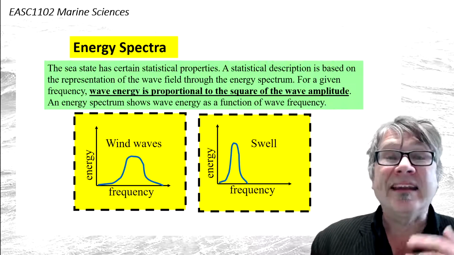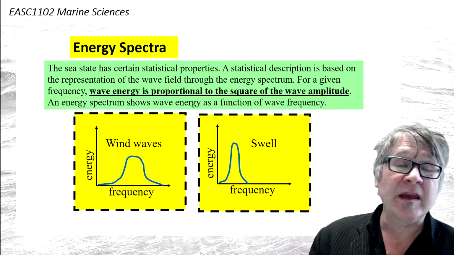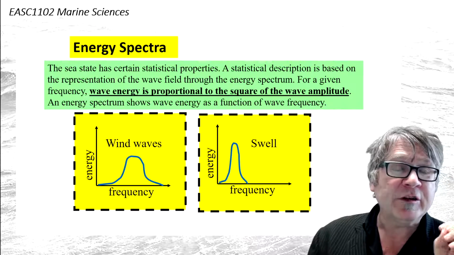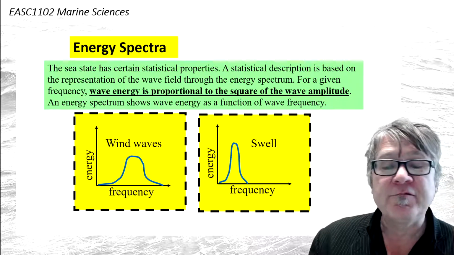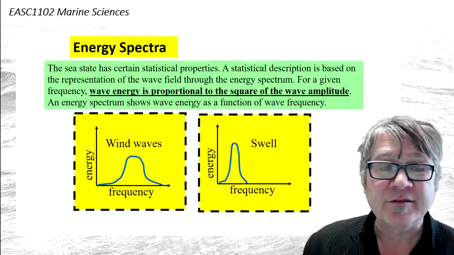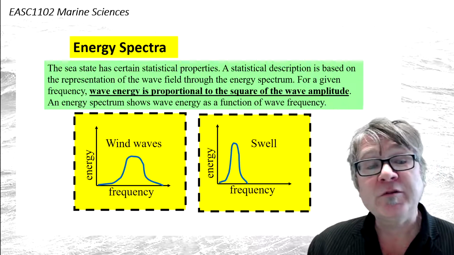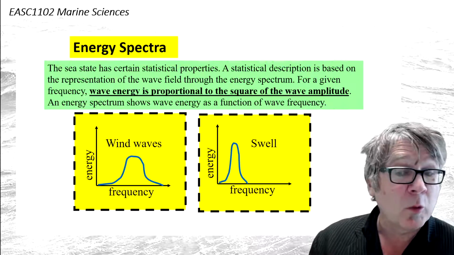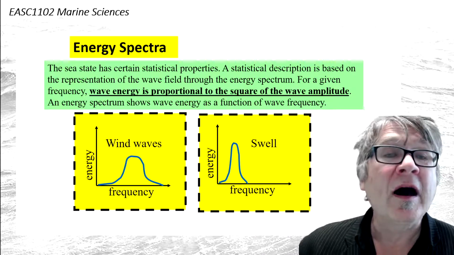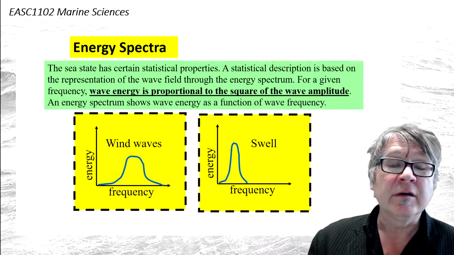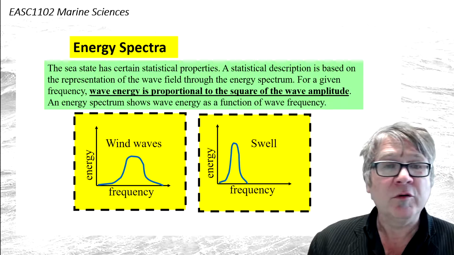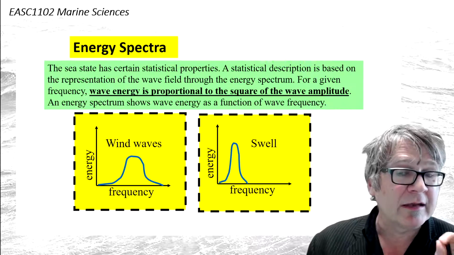And this is what we call an energy spectrum. An energy spectrum is essentially a plot of the observed wave frequencies plotted against the wave amplitude squared. The square of the wave amplitude is proportional to the wave energy, and the frequency is 2 pi over the wave period.